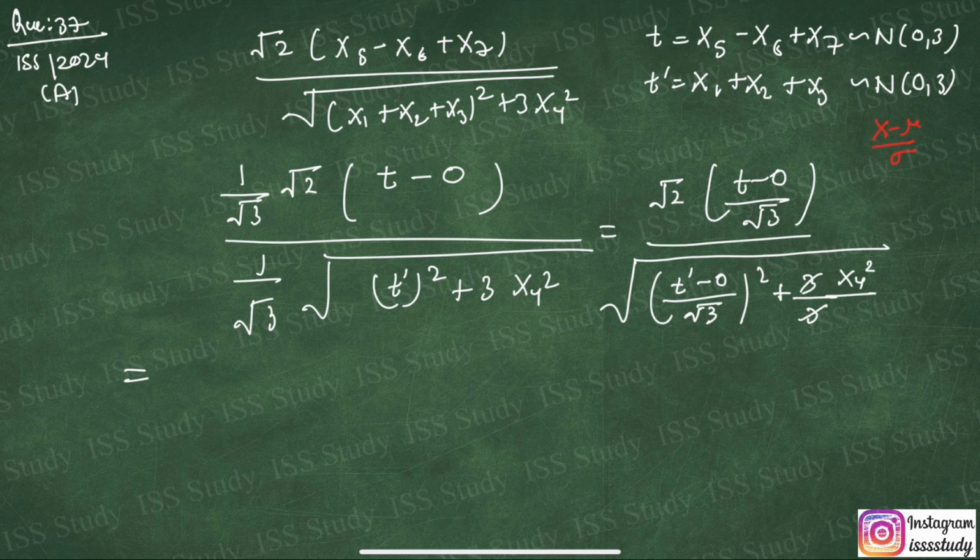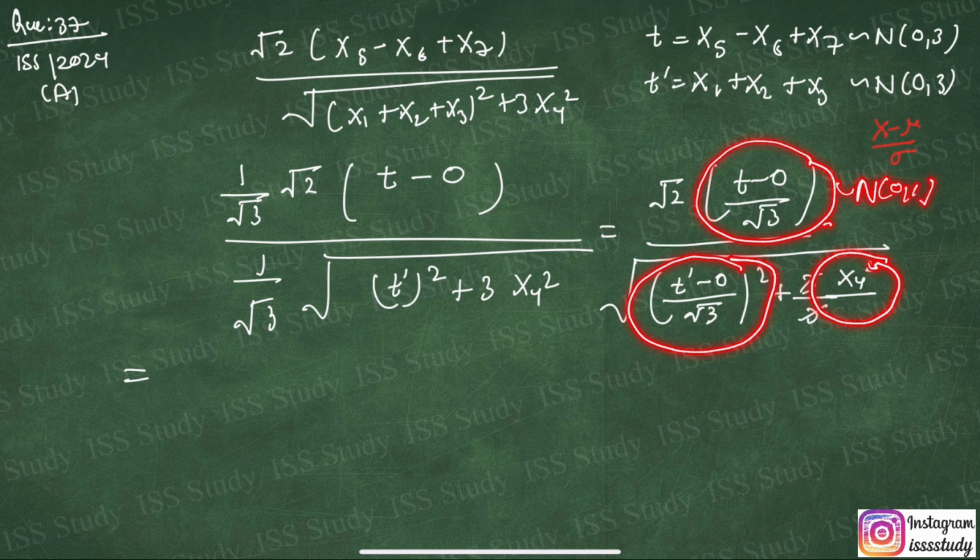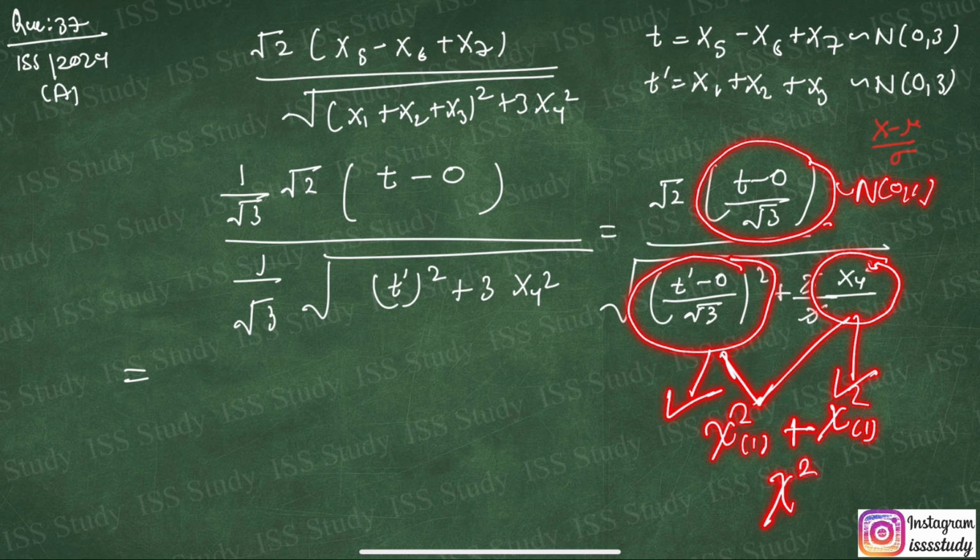Okay everyone, now you can see this is representing our standard normal variate. This is a standard normal variate, right? And this is the square of a standard normal variate. Again, this is the square of a standard normal variate, right? So in the numerator, we can write this is normal(0, 1), and these two represent chi-square variates with 1 degree of freedom. But this is a separate chi-square 1, and this is a separate chi-square 1, and the sum of two chi-square variates with 1 degree of freedom means chi-square with 2 degrees of freedom.